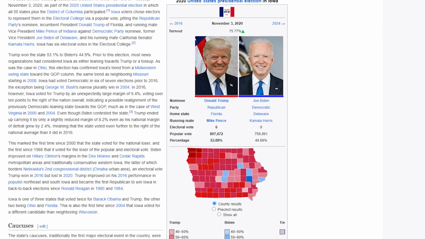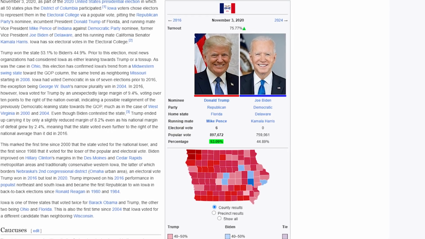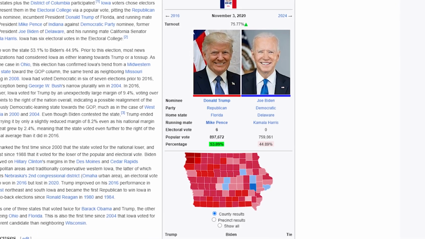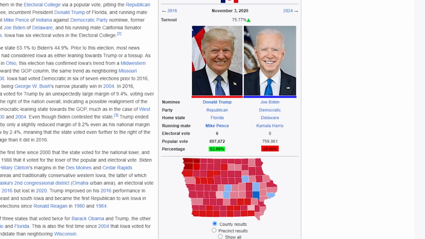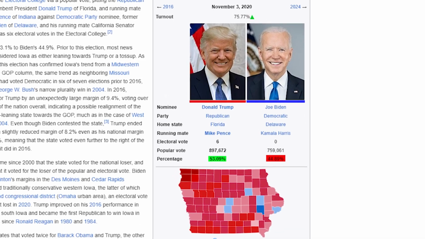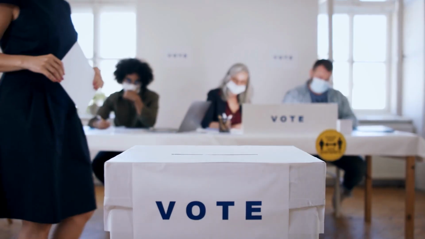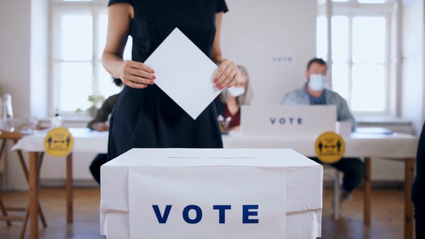If you compare that to Iowa, where Donald Trump won with 53.1% of votes over Joe Biden, who got 44.9% of votes, Donald Trump won Iowa by over 8 points. This means that Illinois leans very, very strong on the Democratic side when it comes to voting compared to Iowa, which voted strong Republican but a little more moderate.